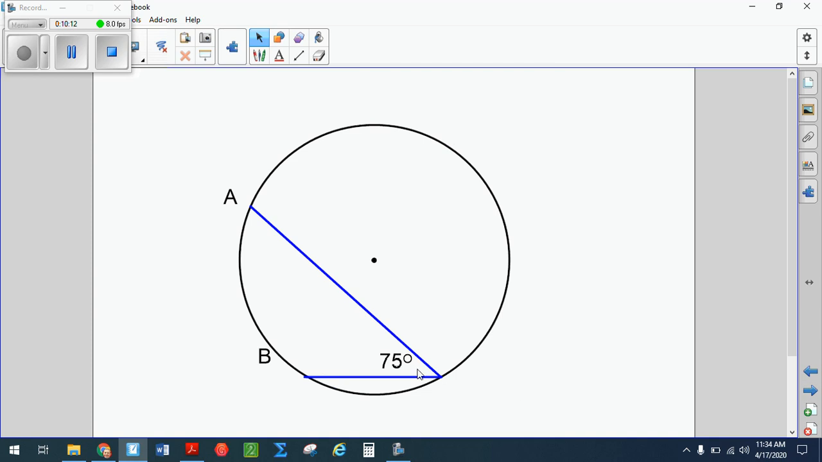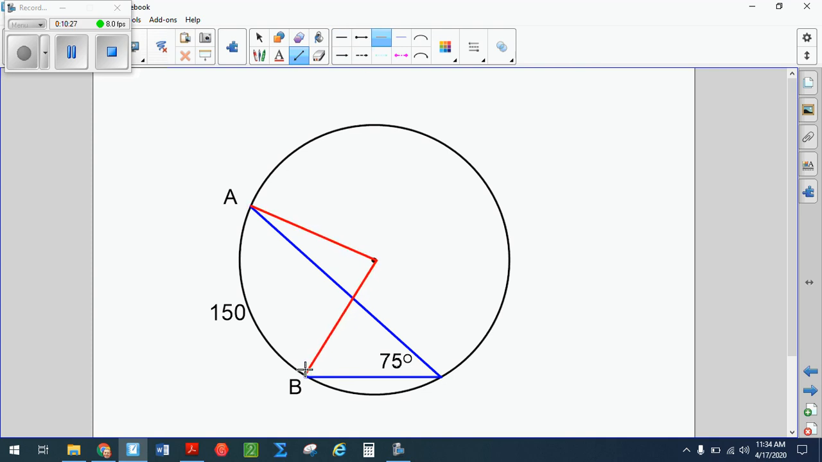And it doesn't matter where it is, like this is a 75-degree angle, my arc AB is going to be double that, or 150 degrees. My central angle, if I drew a central angle, would also be 150 degrees. So that's the relationship between a central angle, an inscribed angle, and the intercepted arc.